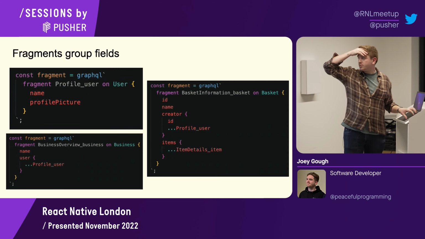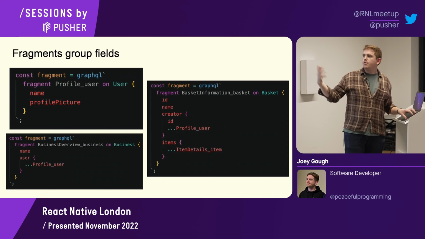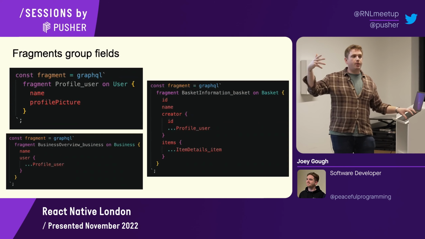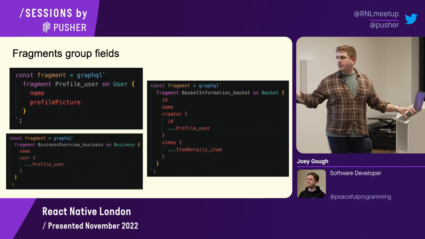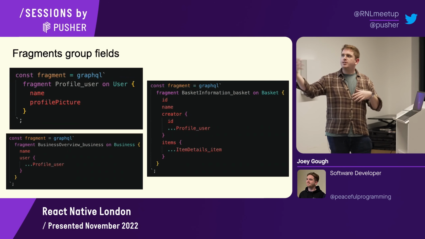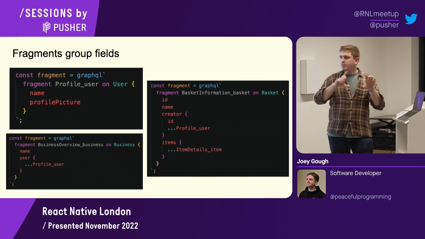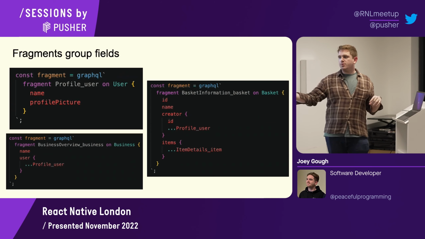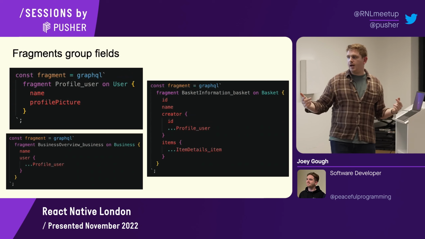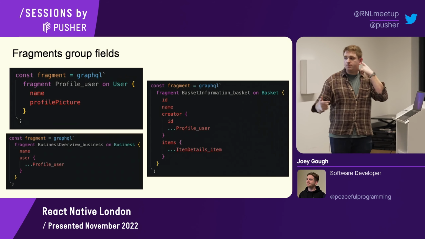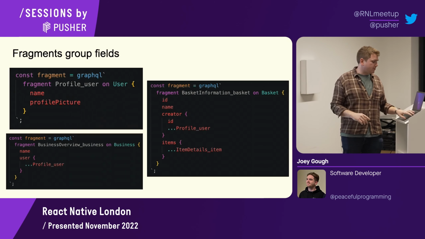So fragments, this is just an example of showing how your fragment components can be reused. You could have a basket, and the basket has a creator. So let's say with this profile, you have the name and image. If the basket has a creator, you might want to show the name and image there, but you could also have a business overview component and the owner of the business. So it's just an example of how the fragments are reusable.